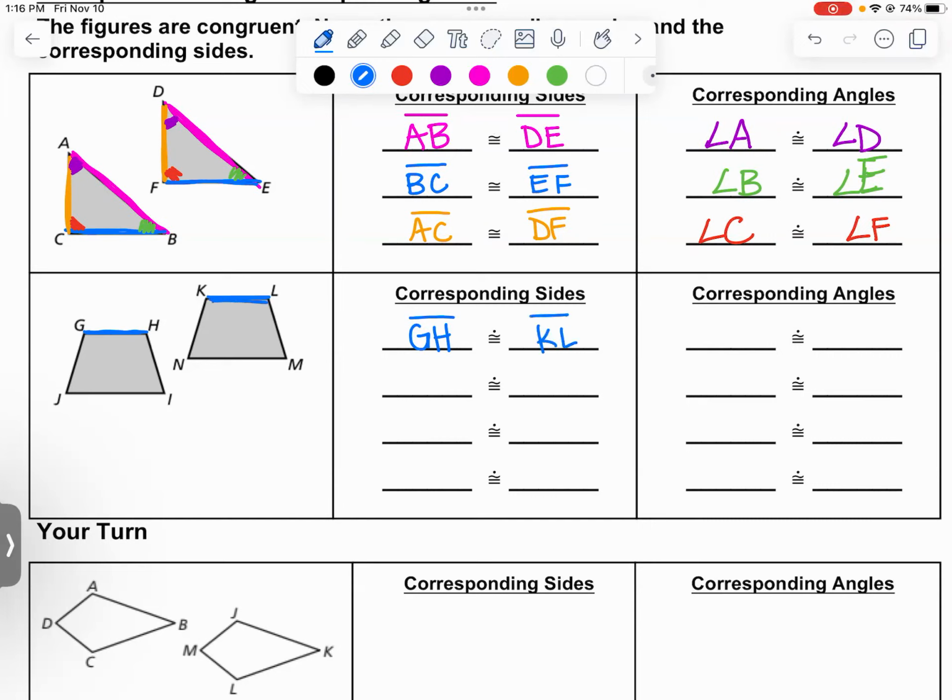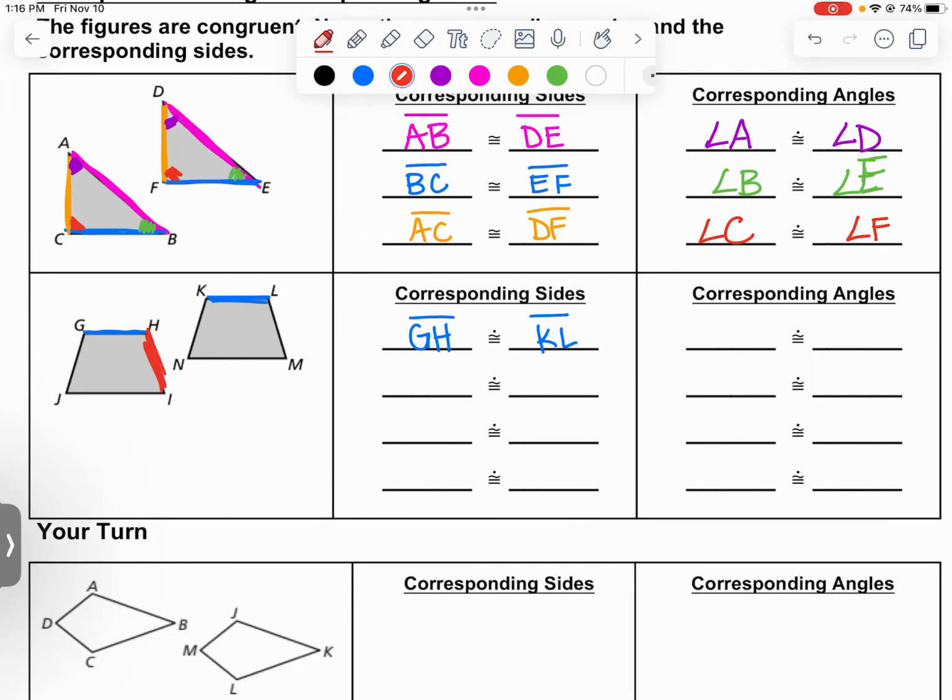Now I have a question. Could Kanaya have called that HG? Yep. She could have, but if we called it HG, then we would have to call this LK. All right, so it's okay to have them backwards as long as they're both backwards. Okay, Jacob, what's the next side you want to talk about?